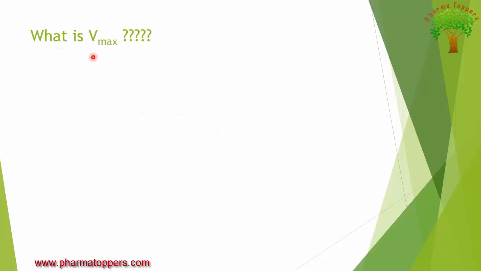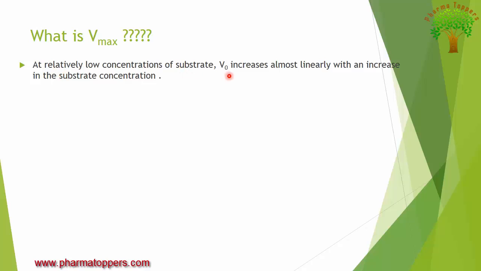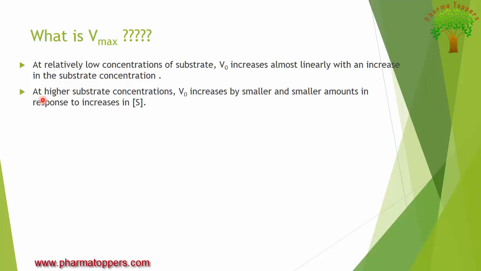Again we will have an introduction to a term known as Vmax, a very important term. At low substrate concentration, V0, that is the initial velocity of the reaction, the velocity at which the reaction starts, increases almost linearly with an increase in substrate concentration. So as you increase the substrate concentration, the velocity of the reaction increases. But at a higher substrate concentration, the initial velocity increases by smaller and smaller amounts in response to the increase in substrate concentration.